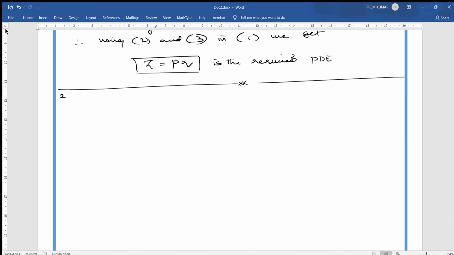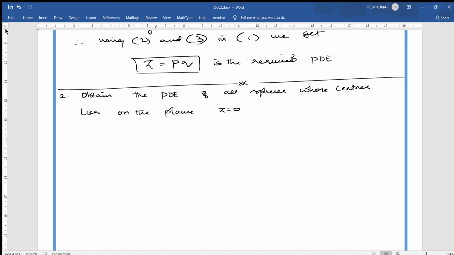So the second problem. Question is, obtain the partial differential equation of all spheres whose centers lie on the plane z equal to 0 and whose radius is constant, and that constant is equal to r.